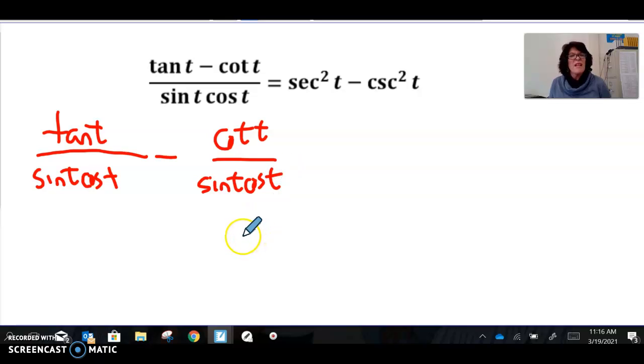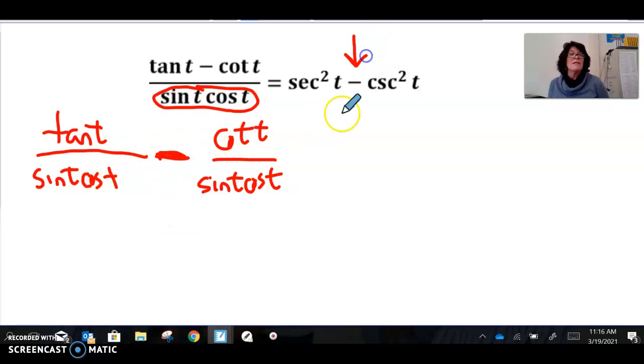I know that seems odd, that I'm almost taking something and making it more complicated by writing one fraction in terms of two. But since they both have the same denominator, I can rewrite them and think of them as two separate fractions, especially since I notice that in the end, I want two separate things subtracted. Okay, does that make sense?